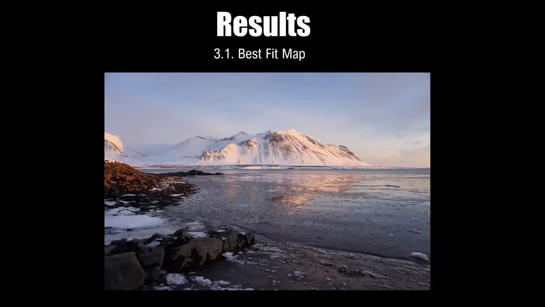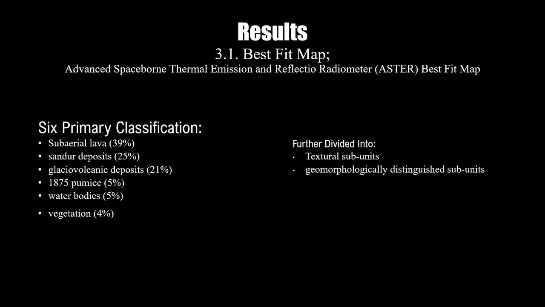All right, so now we're going to look at the results. So firstly, the researchers described the results of the best fit map, and this was done with the Askja data. Using this data, they were able to find 6 primary cover types. They are the subaerial lava, the sander deposits, the glaciovolcanic deposits, the pumice, the water bodies, and the vegetation. The subaerial lava, the sander deposits, and the glaciovolcanic deposits consisted of the majority.